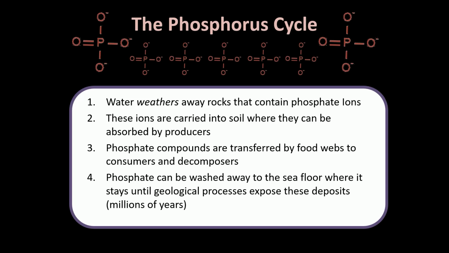Number 4, phosphate eventually can be washed away to the sea floor, where it stays until geological processes expose these deposits millions of years later. Now that part sounds pretty wild. So in order to understand this component of the phosphorus cycle, think about it like this. You have this mountain, which is your reservoir of phosphorus, and as water runs over it, it's delivering new phosphorus to the ecosystems below, and that phosphorus is getting passed around, but sometimes we lose the phosphorus, it just kind of washes away to the ocean floor, and it disappears, right?